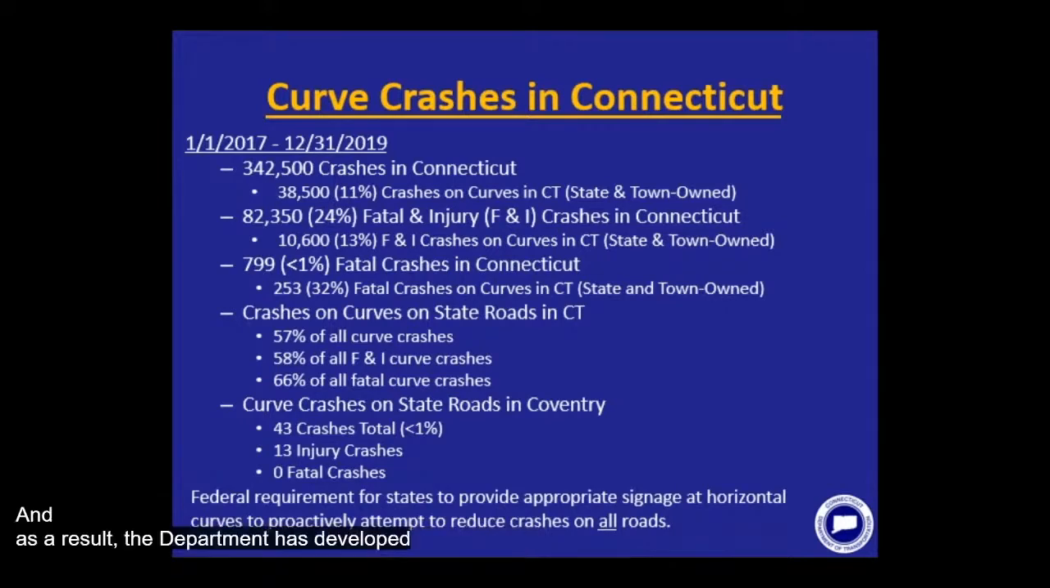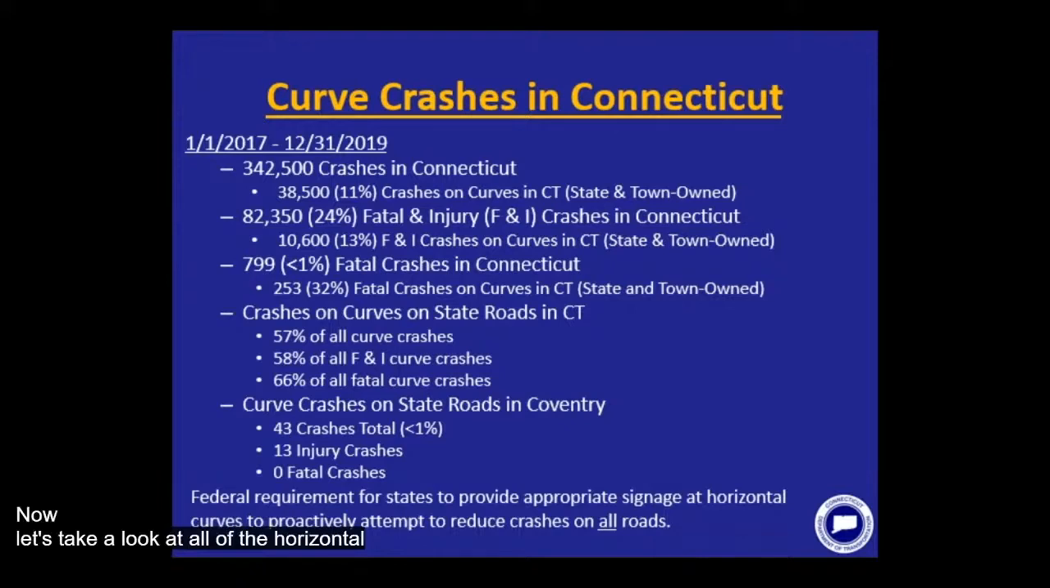And as a result, the department has developed 4 projects to address horizontal curve signing on state roads across the entire state. 2 of them are currently under construction in western and southwestern Connecticut, and this project is currently under the design phase, along with 1 other curve signing project.